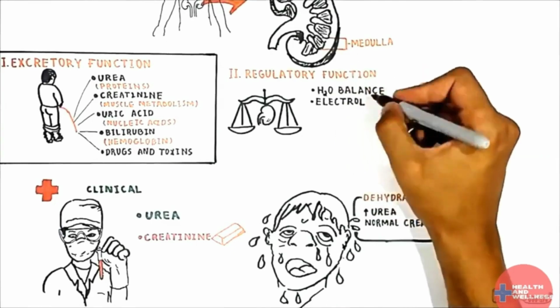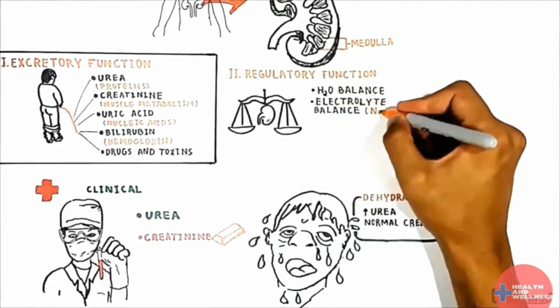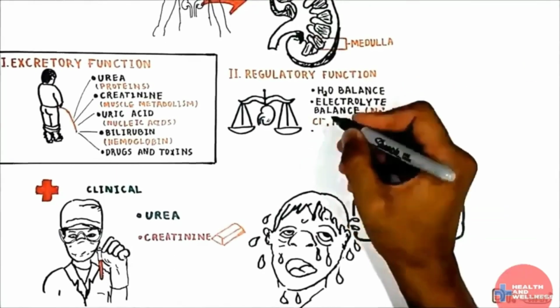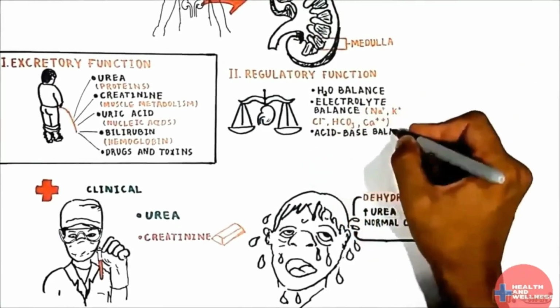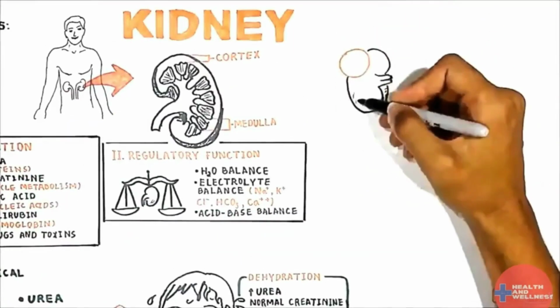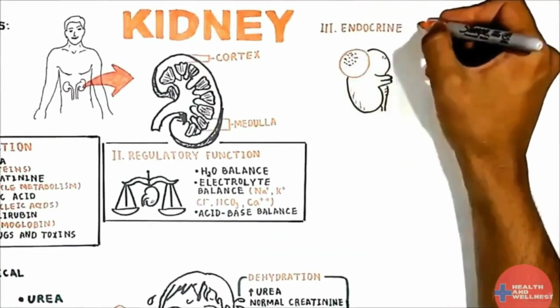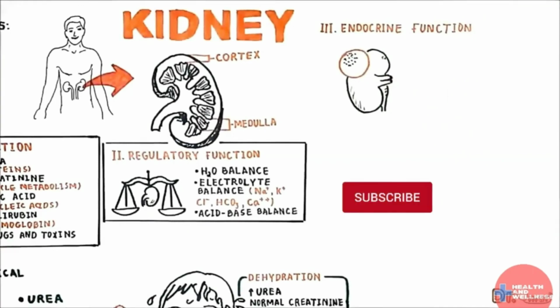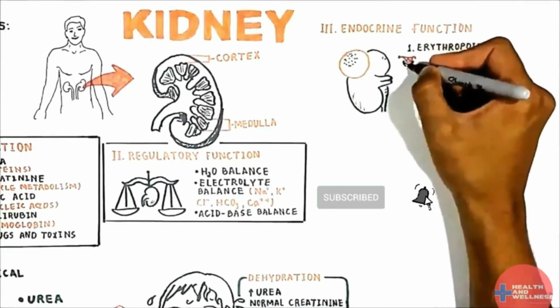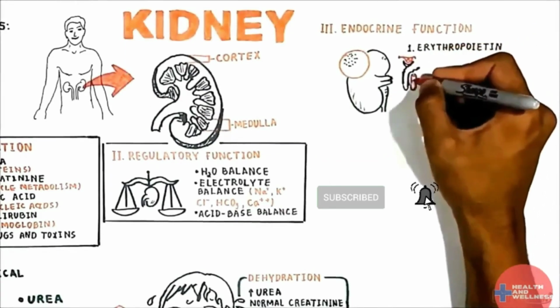The second regulatory function is the control of electrolyte balances such as sodium, potassium, chloride, bicarbonate, calcium, and of course acid-base balance as well. For the endocrine functions of the kidneys, the first hormone secreted by the kidneys is erythropoietin. This hormone is secreted by epithelial cells in a special capillary bed.